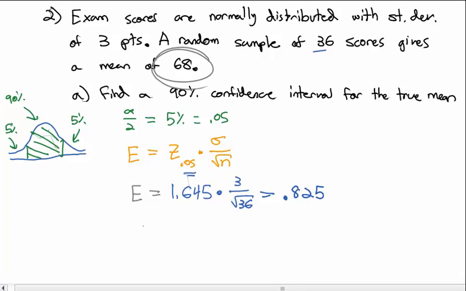So the mean we found was 68. We're going to do 68 plus or minus the 0.825. So for the lower bound, we'll subtract: 68 minus 0.825 is 67.175. For the upper bound, we'll do 68 plus 0.825, and we get 68.825.